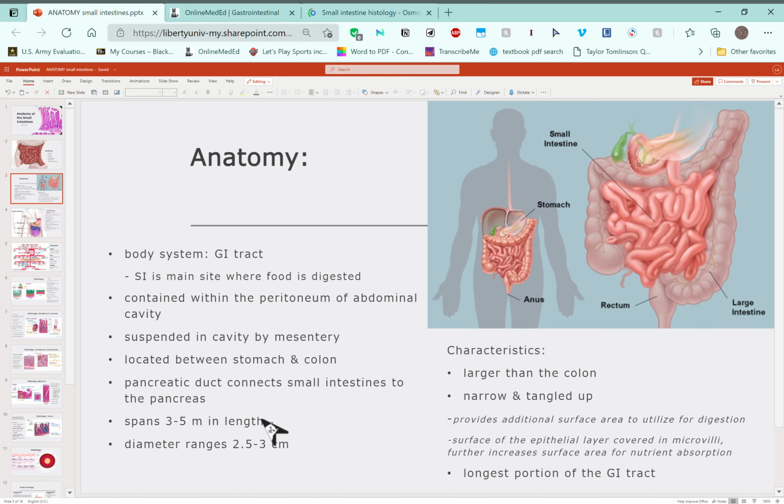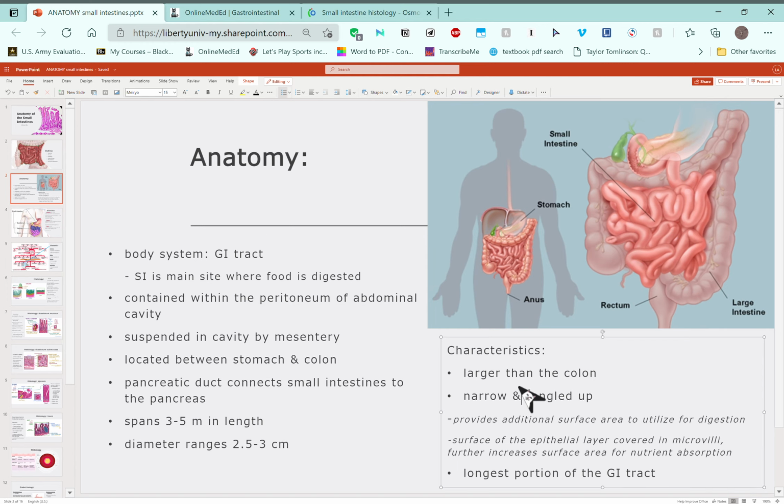The small intestines in length is about 3 to 5 meters, and that's taking into account that in a living person these muscles will be somewhat contracted. In a cadaver, when the muscle wall is completely relaxed, you'll actually see that the small intestines can be even longer, as long as 12 feet in fact.